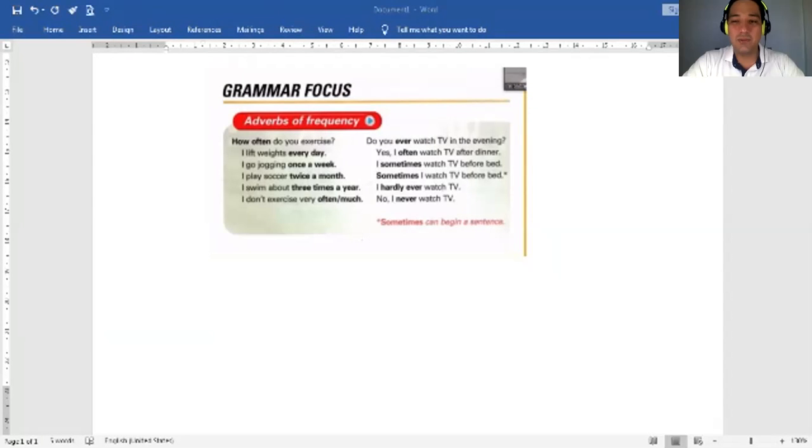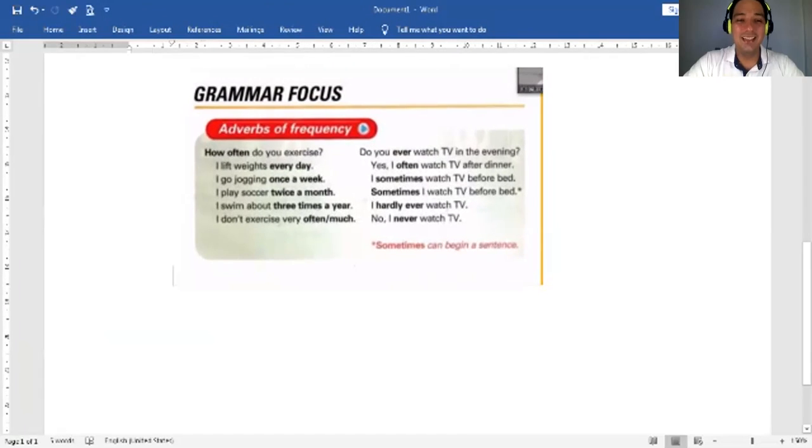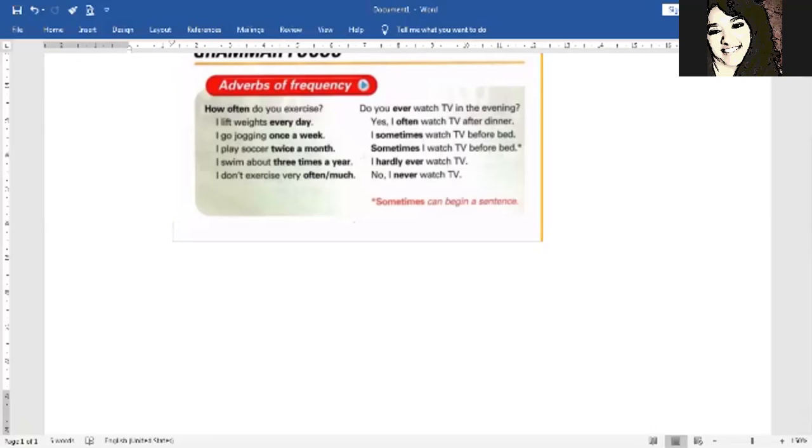Okay, Emperatriz, welcome. Hi, good evening, teacher. Good evening. Okay, Emperatriz, what other frequency adverb do you see here? We said every day, once a week. What other frequency adverb do you see on the list? Let me see.